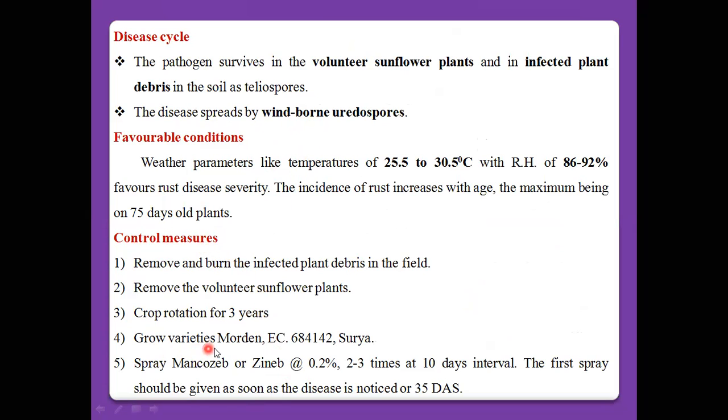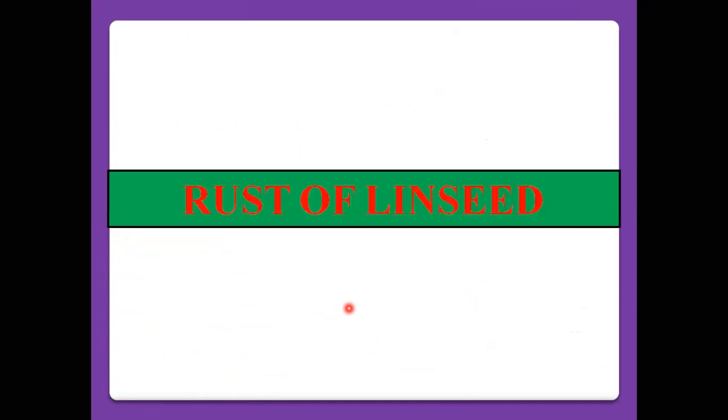It is only growing resistant varieties, that is Modern, EC 684142 or Surya. So these three varieties are resistant against this rust disease seen in the sunflower crops. Then crop rotation for at least 3 years. Then remove the volunteer sunflower plants. Okay, then rust of linseed.